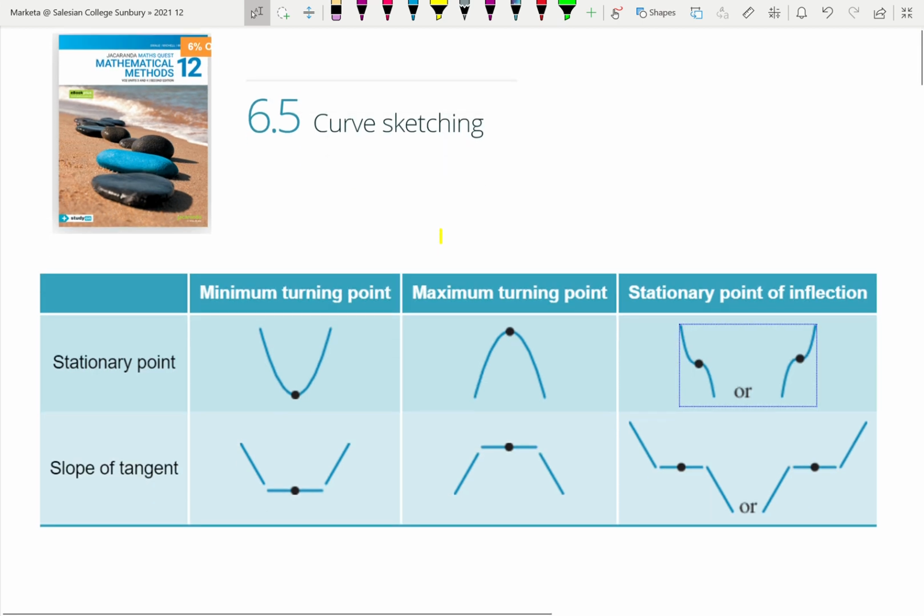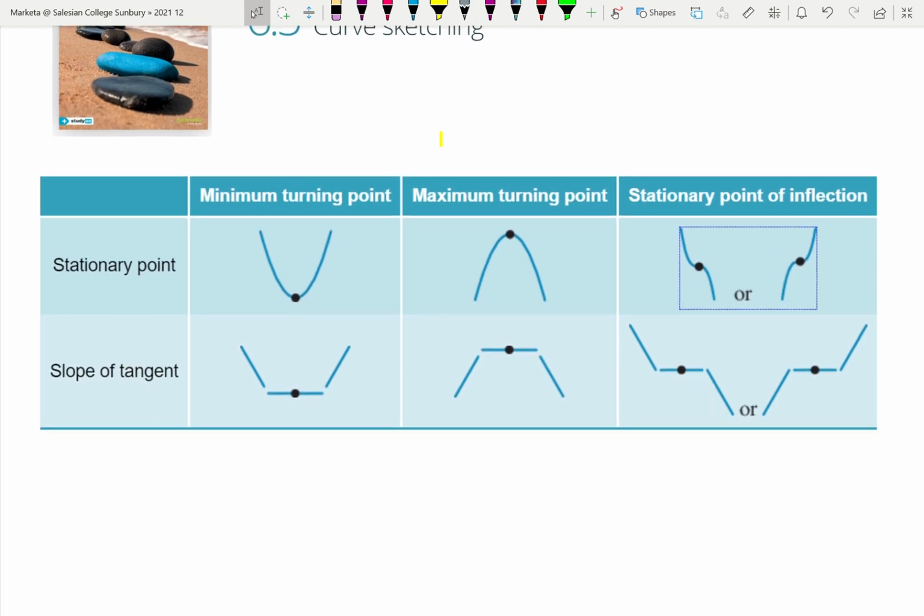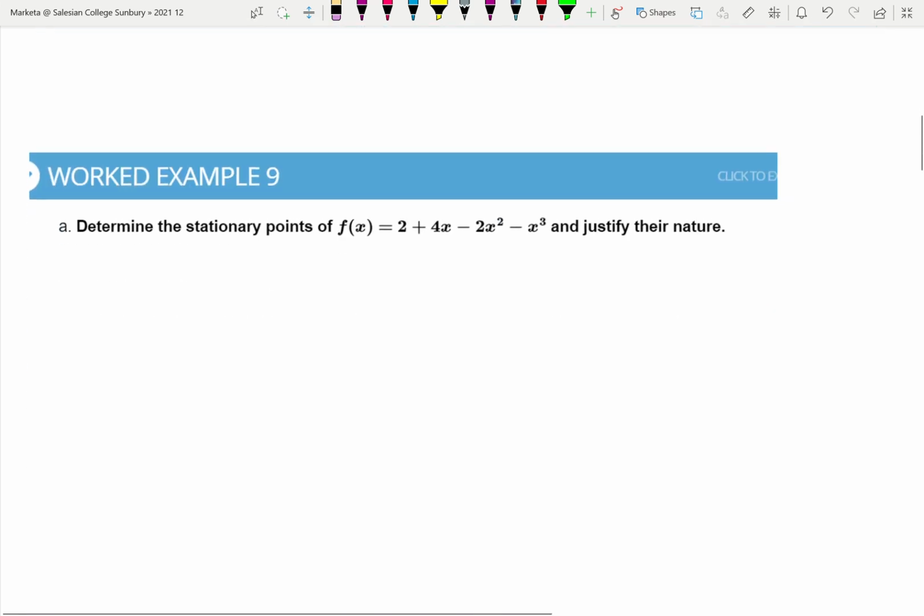So in the book they give us this table showing us the different types of stationary point, and really, if we're looking at what the gradient would be or the tangent for each place, that is shown in this row here. So this is nothing new, but it's just handy to know the shapes and realise what that means for the gradient of those different graphs.